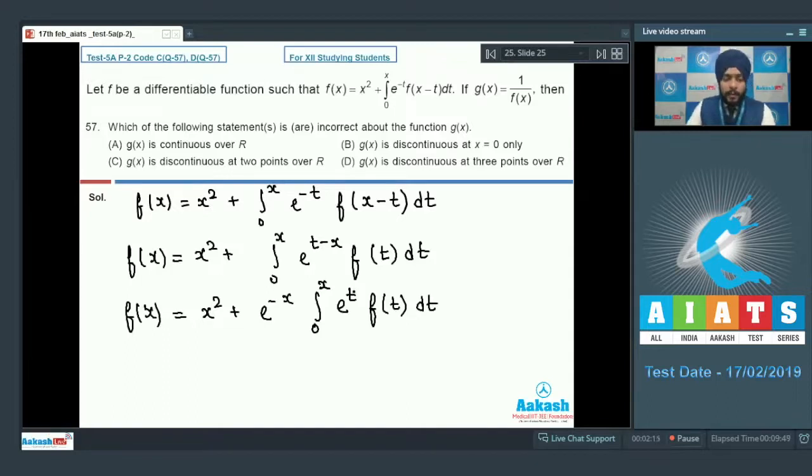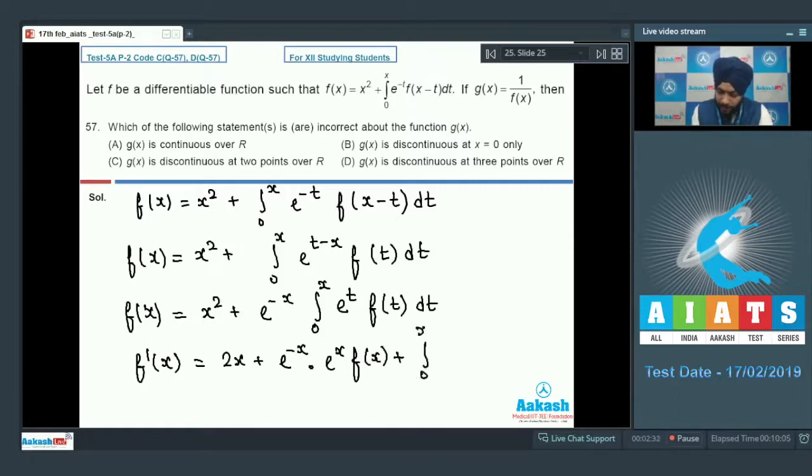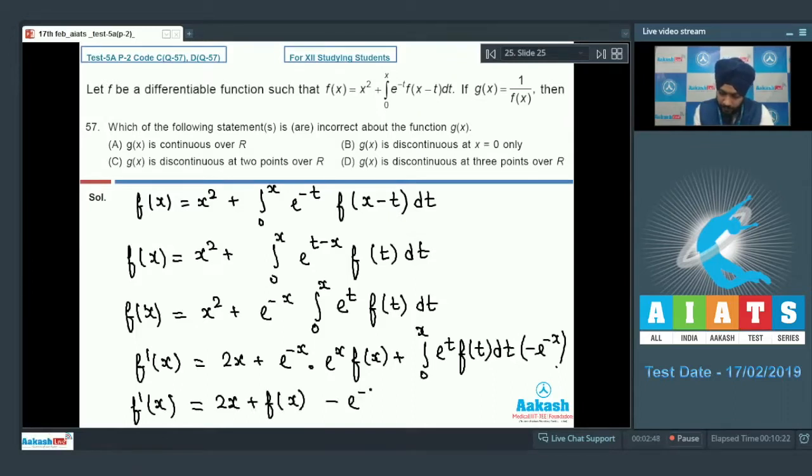So we have this equation, let us differentiate it. f dash x will be 2x plus e raised to the power minus x kept as constant. By differentiating with Newton-Leibniz, we have e raised to the power x into f of x plus this integral being kept constant into differentiation of e raised to the power minus x. So this is f dash x equals 2x plus f of x minus e raised to the power minus x integral 0 to x e raised to power t f of t dt.